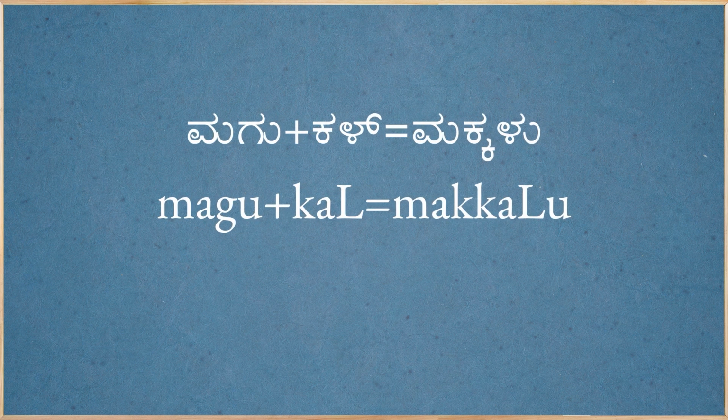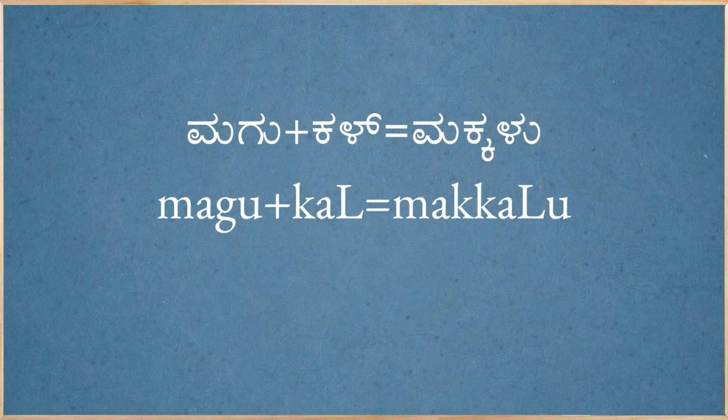To form the plural of magu, child, add kal to create makkalu. It is magu plus kal, which becomes makkal, which is later changed to makkalu. Additionally, u is appended for phonetic balance and grammatical correctness. Examples and contextual usage. Magu plus kal will become makkalu. Makkalu, children, refers to multiple children collectively.